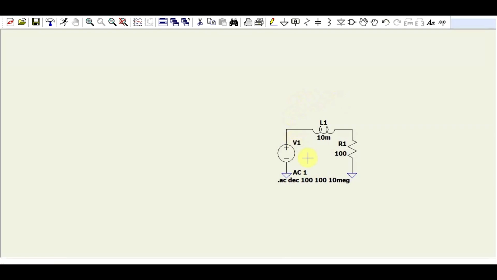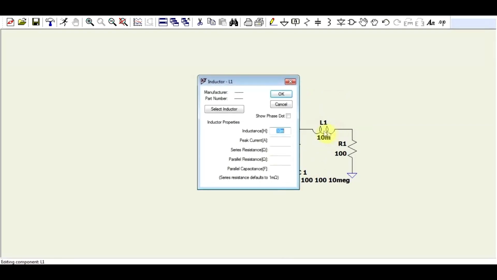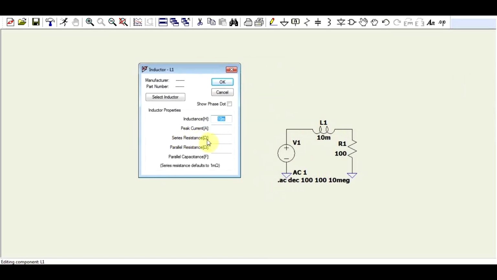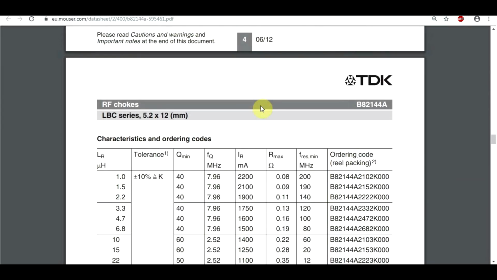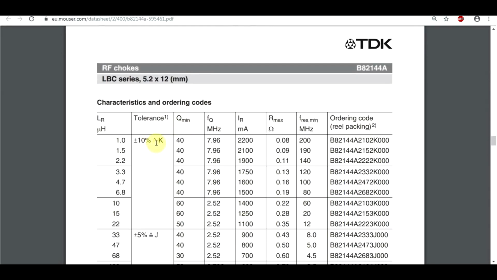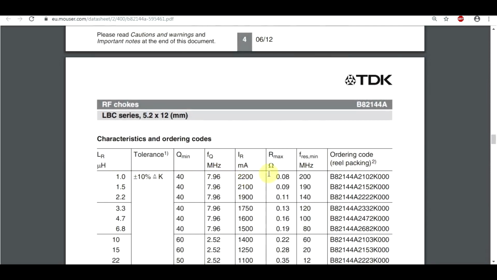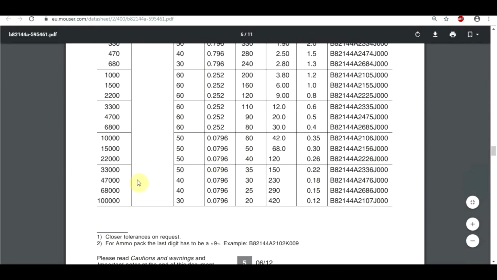You may have already guessed what the first problem is with the model, and that is the series resistance. The inductor, like any piece of wire, has a bit of resistance. Fortunately, this can usually be found in a datasheet. This is a generic datasheet for a random inductor, and we can see that one of the parameters listed here is this maximum resistance. It's either defined as Rmax or RDC max or under some various form. In this particular datasheet, the 10 millihenry inductor has 42 ohms.